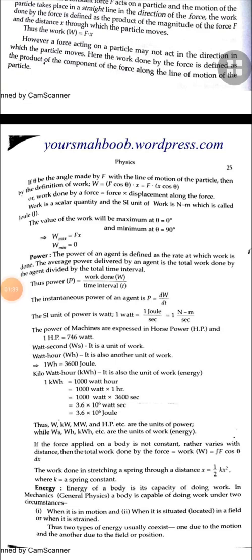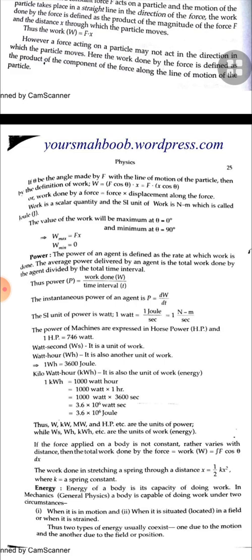Power. The power of an agent is defined as the rate at which work is done. The average power delivered by an agent is the total work done by the agent divided by the total time interval. Thus, power P is equal to work done by time interval. The instantaneous power of an agent, P, is equal to dW by dt. The SI unit of power is watt. 1 watt is equal to 1 joule per second, that is, 1 Newton meter per second.